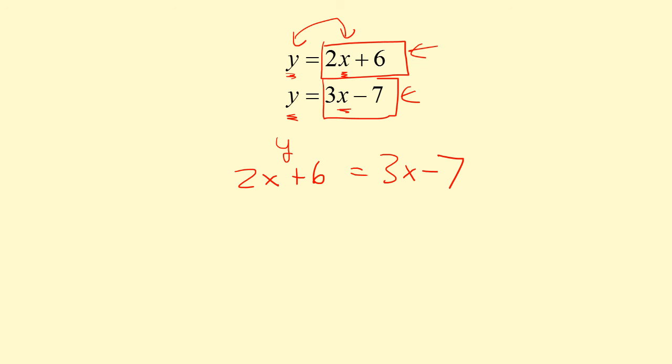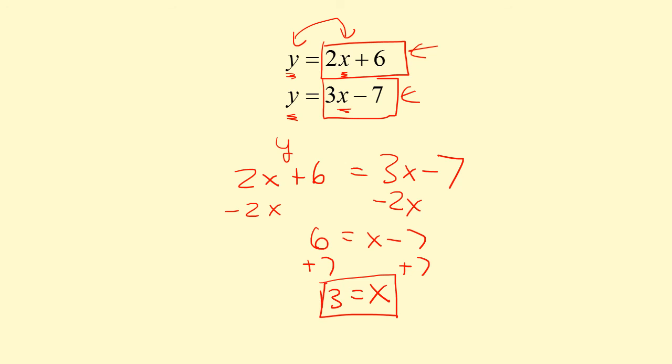Well, here we just have to do a little bit of algebra. We subtract our two x's from both sides, and we get 6 equals x minus 7. Then we add 7 to both sides, and we get 13 equals x. So what this seems to be saying is that if I plug 13 into either of these two equations up here, I should get the same output.